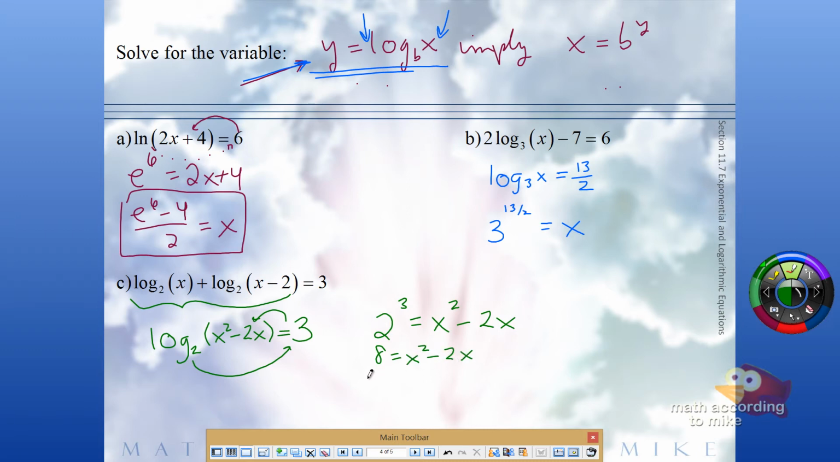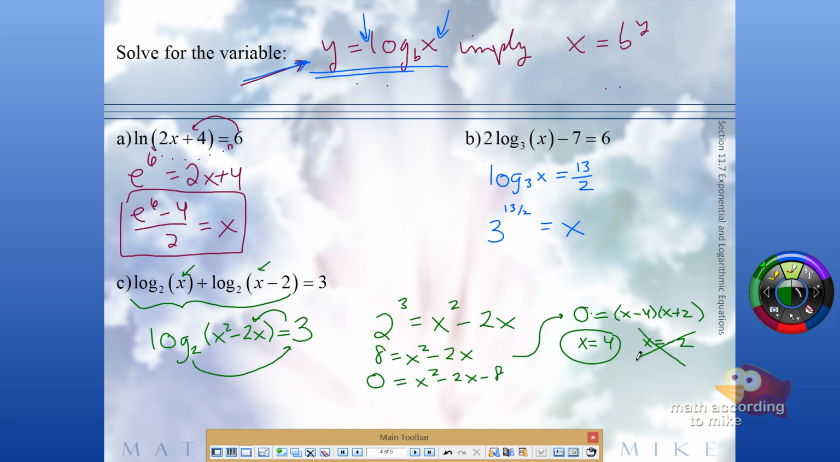If I brought that 8 over by subtraction, and then factored, setting each factor to 0, I get 4 and negative 2. Is 4 okay? If I put 4 back into the original arguments, do they become positive? Yep. This gives me 4, this gives me 2. If I put in negative 2 into either of them, I get negative arguments. So negative 2 is not a solution.